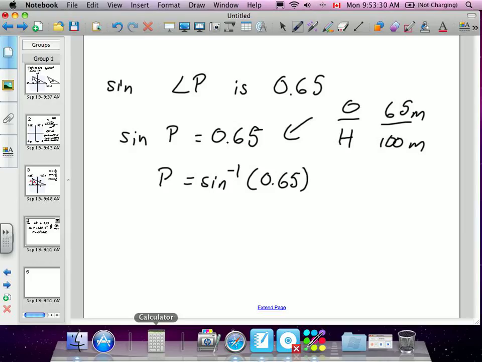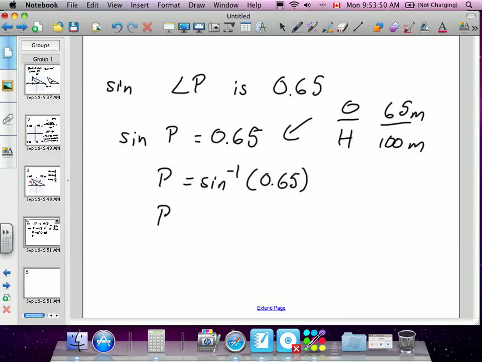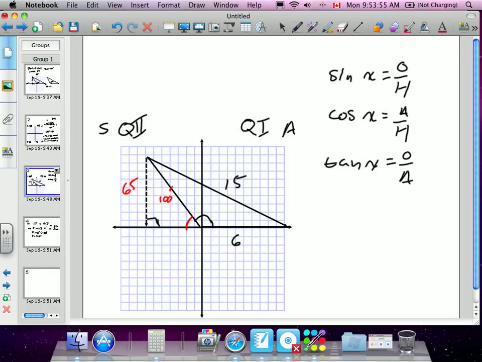In order to solve that, we're going to have to probably put shift in our calculator. So, I'm going to put in 0.65, and I'm not using my sine. I'm going to be using sine to the power of negative 1. When I hit that, I discover that my angle is 40.5. So, angle P is 40.5 degrees. When we go back to look at this angle here in red, it is 40.5 degrees.